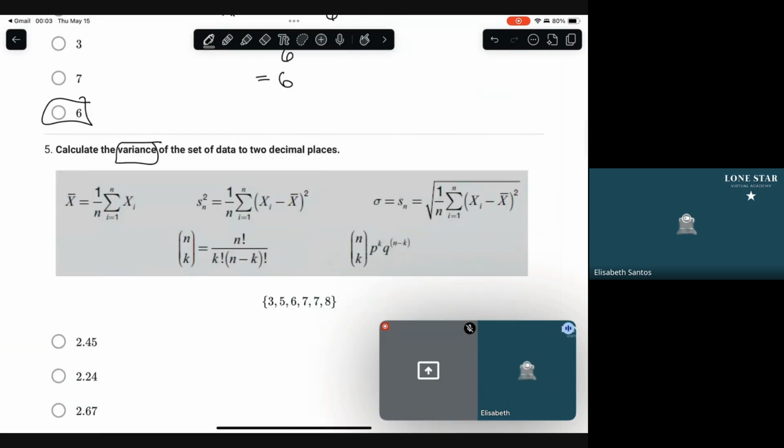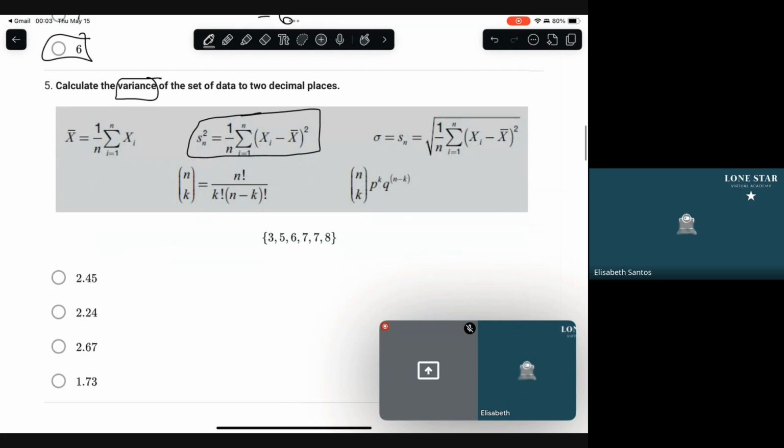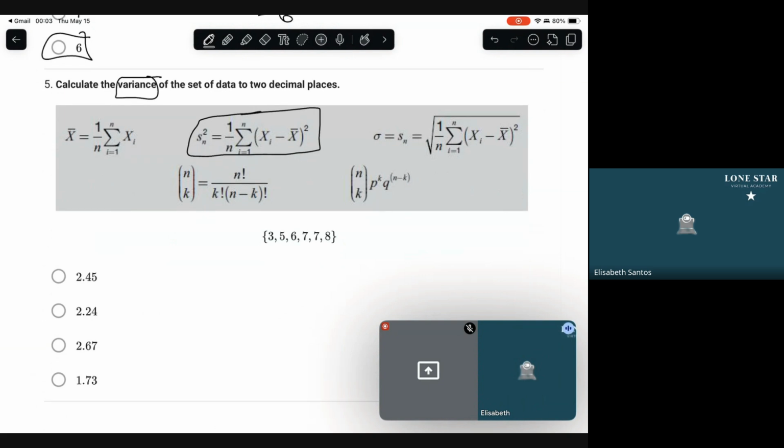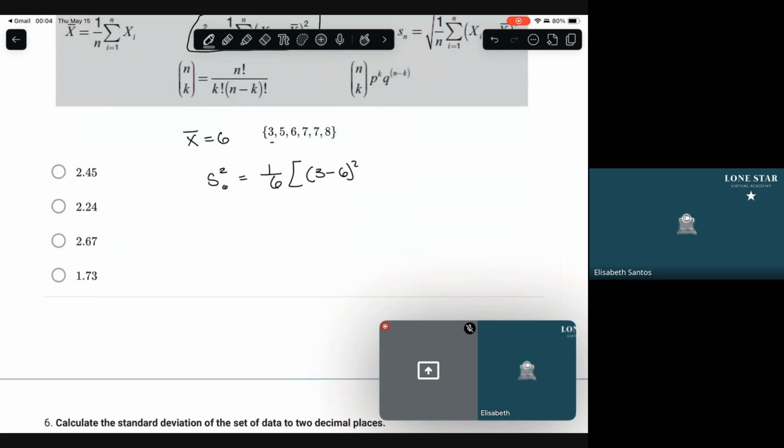Now we're going to calculate the variance. And the variance is depicted by this one. And again, it looks crazy. It's not that bad. We already know we're going to need the mean, and we already know that the mean is 6. So 1 over 6, and we're going to multiply it by, so each number, we're going to subtract the mean from it. So remember the mean is 6, and then we're going to square it. And we're going to add.